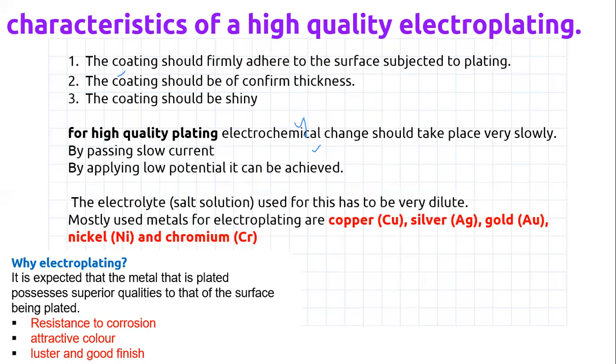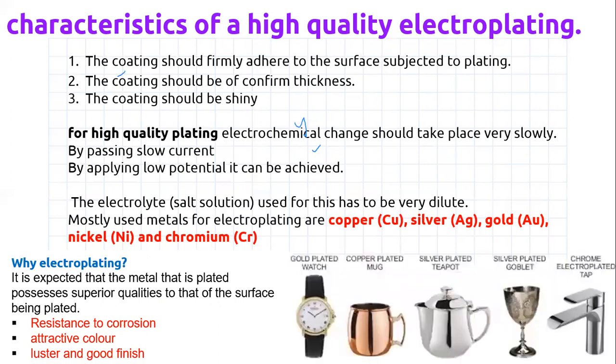Also, for motor vehicles, we electroplate them with another metal. It is because of resistance to corrosion, to avoid corrosion, we do that. Right, here you can see some other examples: a gold-plated watch, a copper-plated mug, a silver-plated teapot, a silver-plated goblet, a chromium tap.